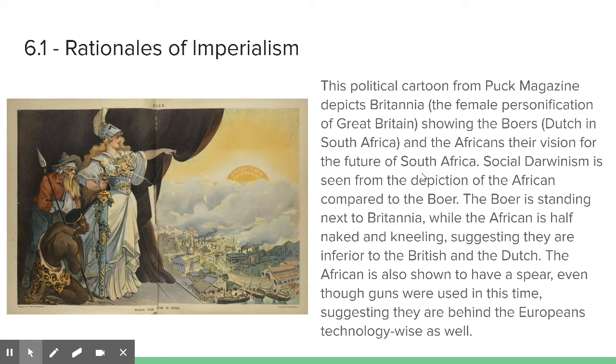And so you can see social Darwinism in this primary source from the depiction of the African compared to the Boer, because the African is kneeling, which suggests that they're inferior to the British and the Dutch. And also they're half naked, but the British and Dutch are fully clothed. And then also he's seen holding a spear, but guns were used in this time. So it's like they're behind the Europeans technology wise, as well as genetically.